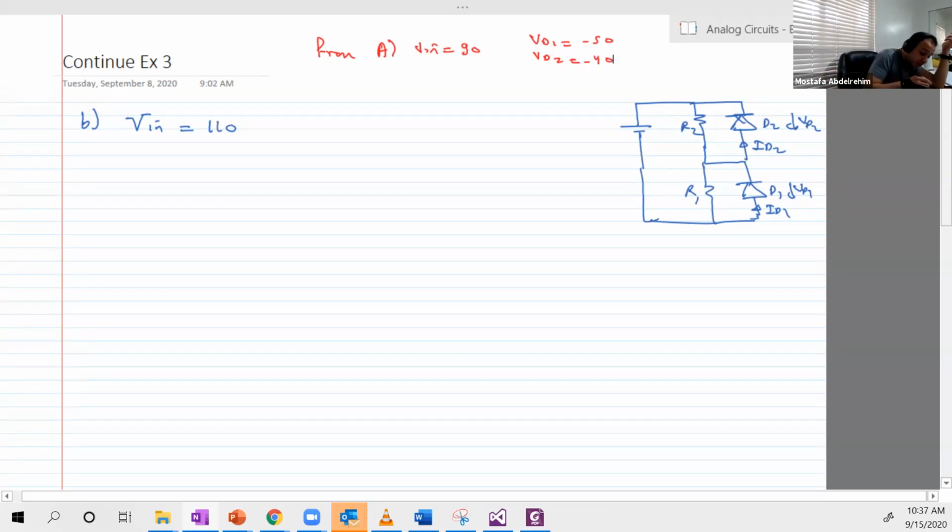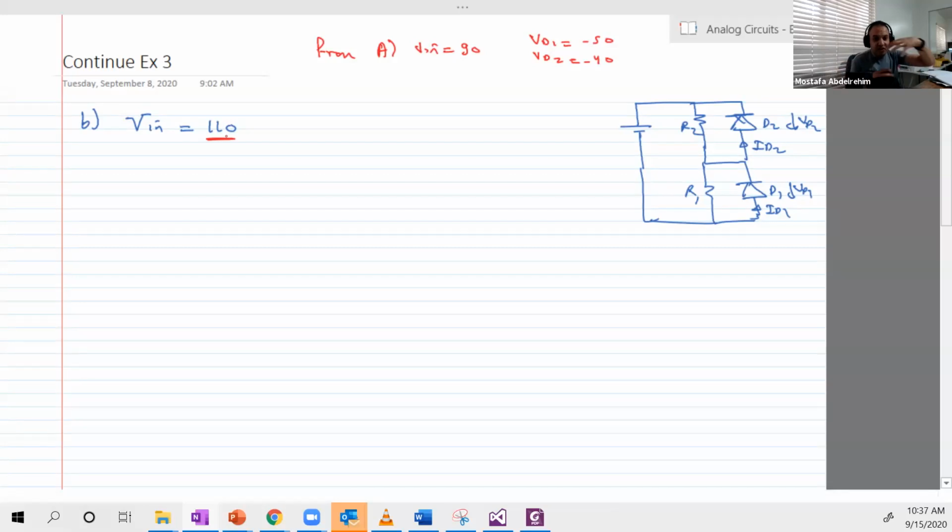Also, the input here has just increased by 20 volts, from 90 to 110. So even if this extra 20 volts goes to D1, which has the larger value as a magnitude, it would be 70, right? Still away from the breakdown. So it's not logical at all to assume that D1 or D2 is in breakdown. This will be a wrong assumption. Okay?